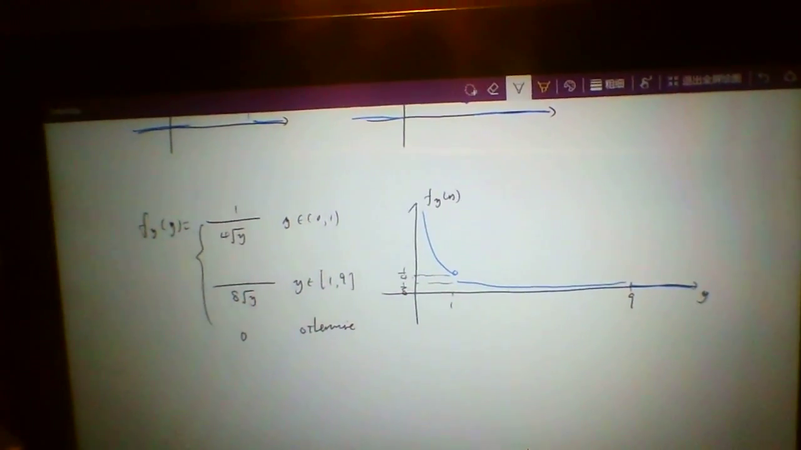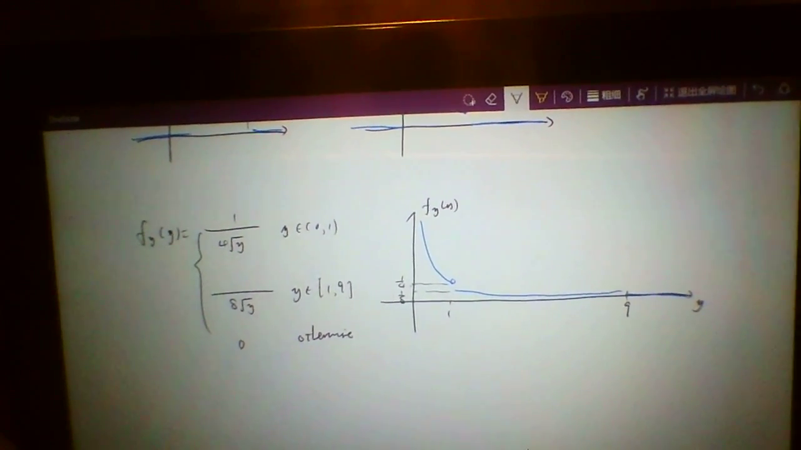Alright, and the graph, oh dear, I hate to draw it. Let's say this is 1, this is 9. I have to draw it like this. Kind of, right? Broken between 1 and 9, and the values are 1 over 4 and 1 over 8.